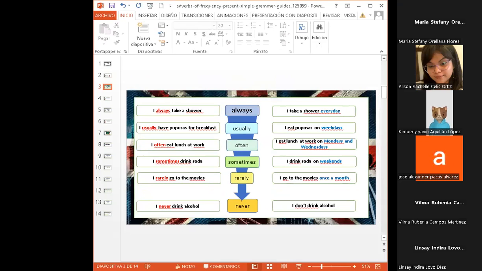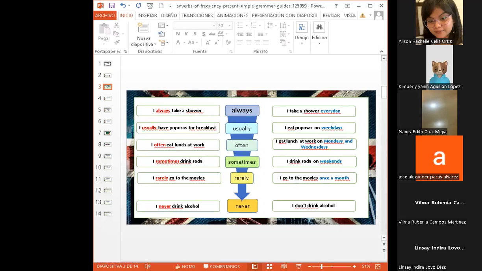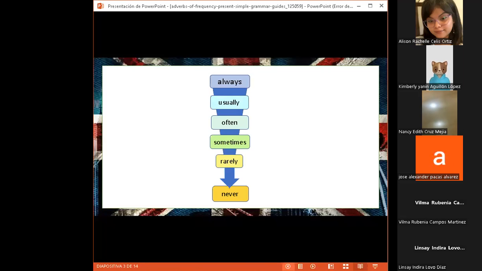And then you have always, usually, often, sometimes, rarely, and never. In this case, rarely is instead of hardly ever; I changed it. Rarely means raras veces o en ocasiones. Okay? Always, usually, often, sometimes, rarely, and never, from top to bottom: 100% to 0%. And there are some examples.